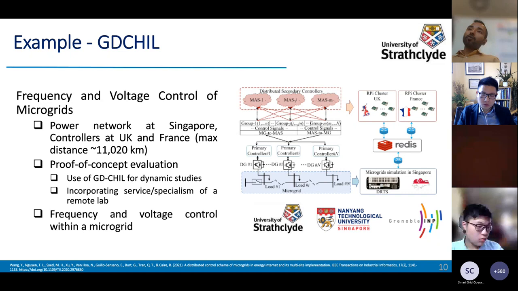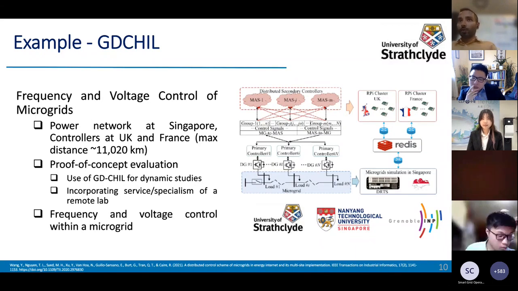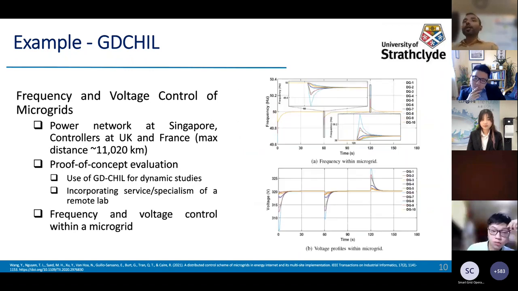And again, the objective here was to first demonstrate that such an approach, which is GDCHIL, can be used for dynamic studies. An additional aim over here was to demonstrate that you can also incorporate a service or specialism of a different laboratory within the experiment. In this particular case, we had a communications emulator at Strathclyde, which we incorporated within this experiment as well. And then this particular setup was utilized for the purpose of frequency and voltage control within a microgrid. And here are a few results. More details of this can be found in the paper that I have referenced at the bottom of the screen.